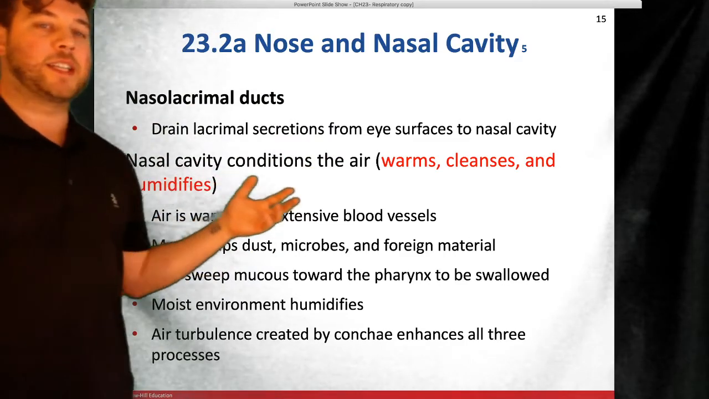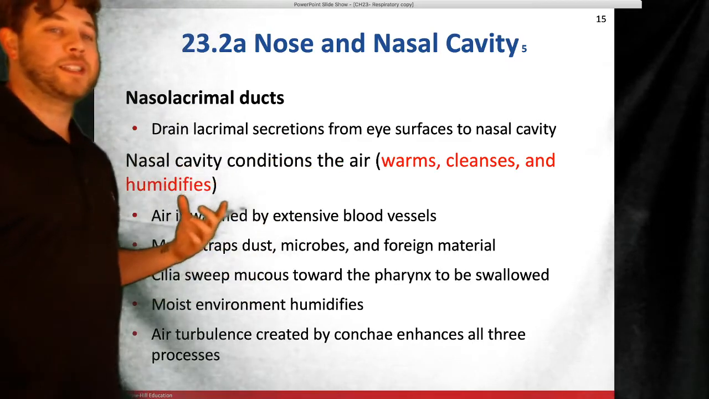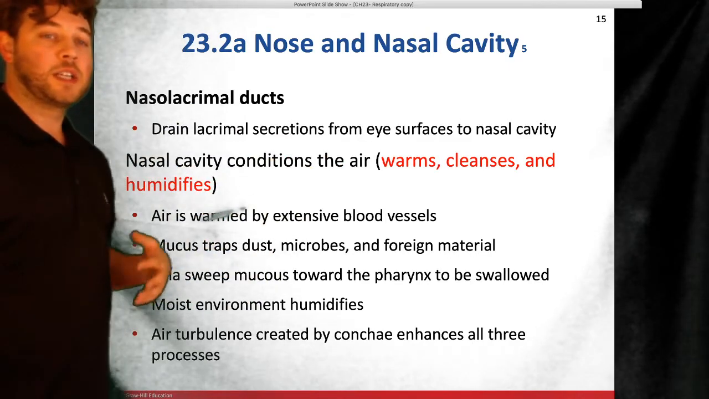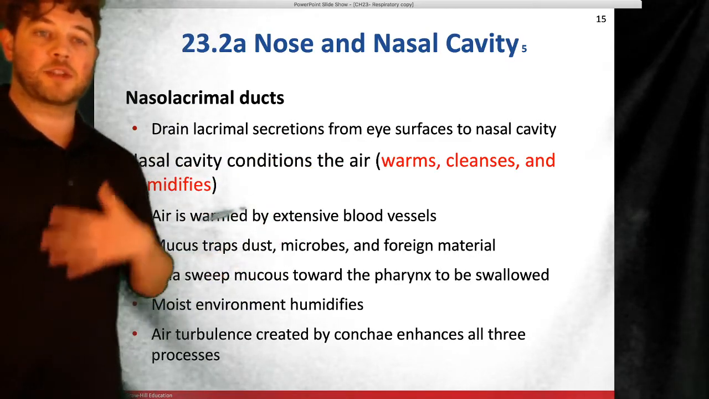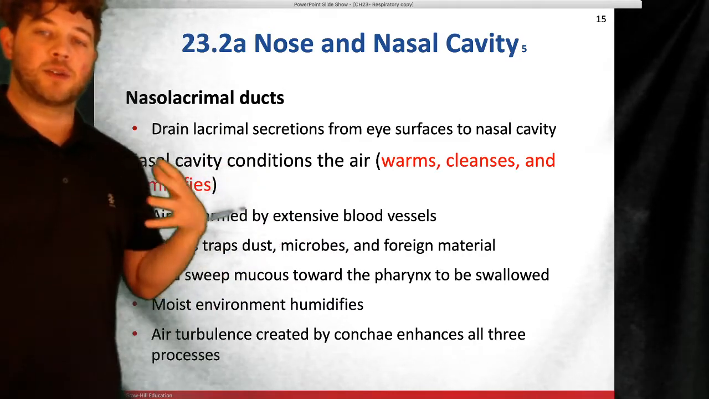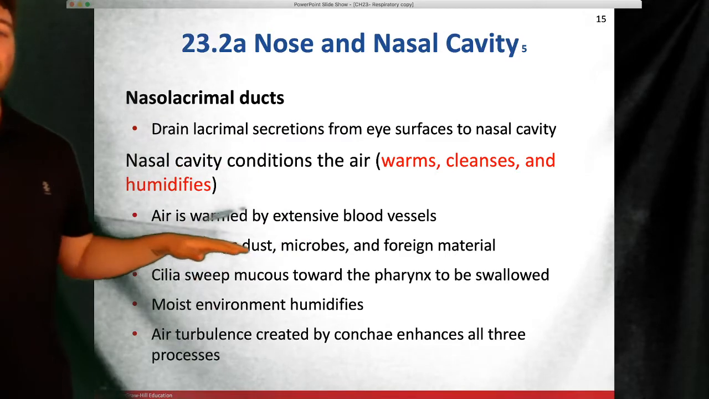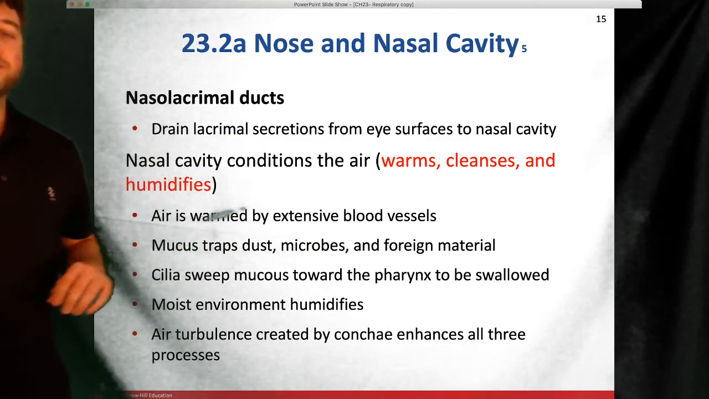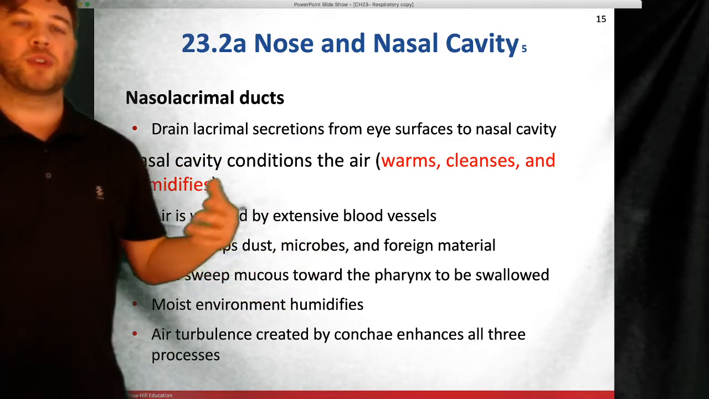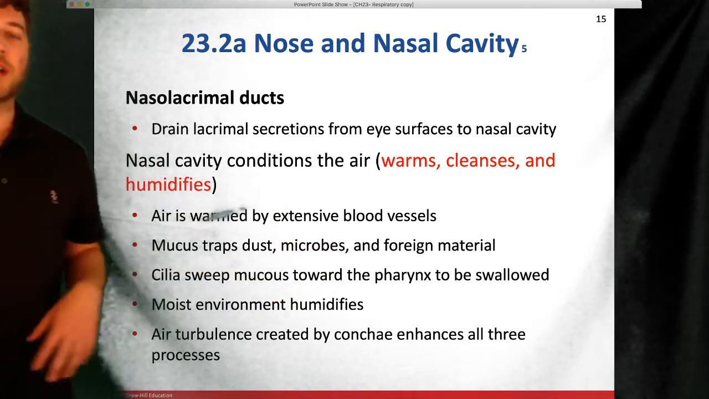The nasal cavity conditions the air, so it warms, cleanses, and humidifies the air. It's warmed by the extensive blood vessels. Remember, blood is transporting heat, so any air that's brought in gets warmed up. The mucus works to trap dust, dirt, and microbes. The cilia are going to sweep the mucus towards the pharynx to be swallowed or coughed out.